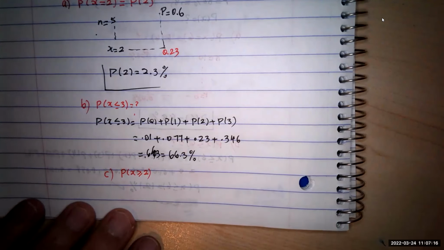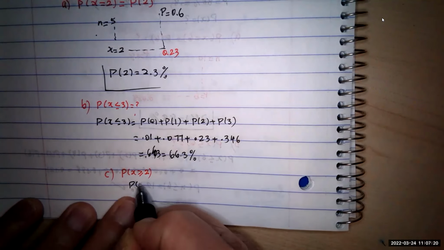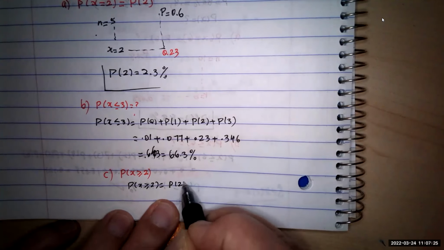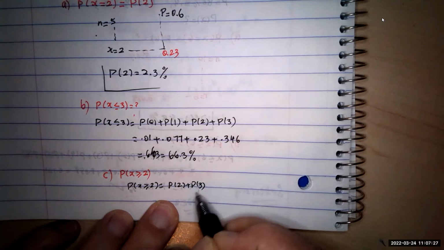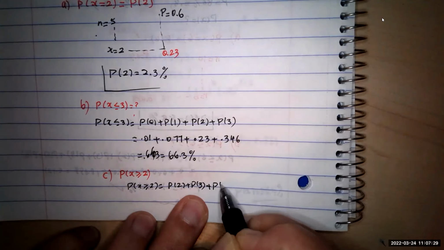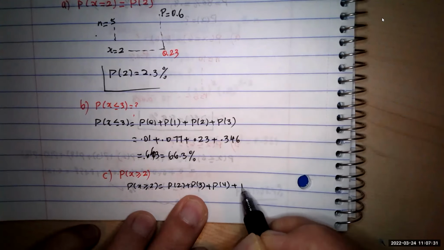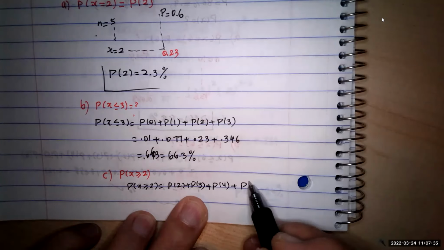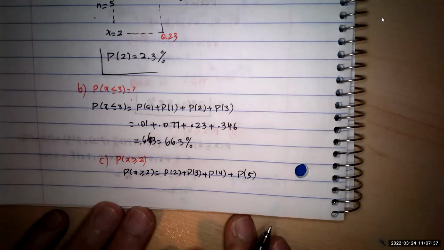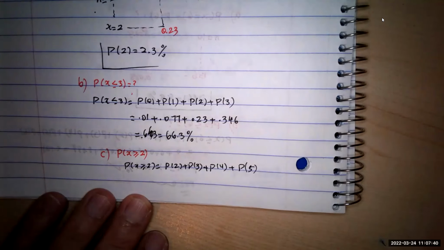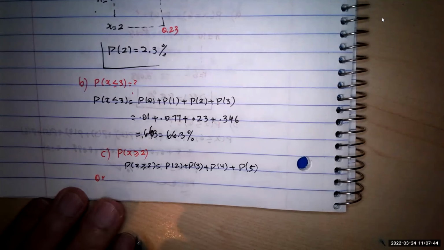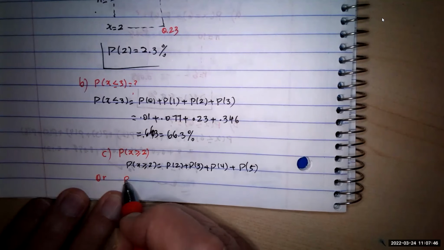You can go with x greater than or equal to 2. You can go with the P of 2, 3, 4, 5, because you have to go up to the 5. This is one option, and you already got the numbers. You can do it, or you can use the complement if you like. Always you can use this type of idea.